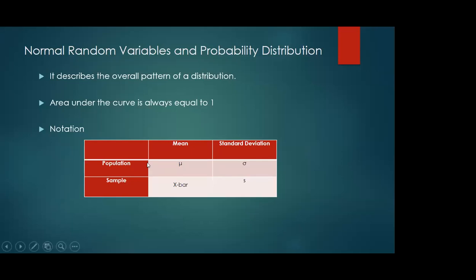All right, so if we're dealing with a population, the mean is represented by mu. And if we're dealing with a sample, the mean is represented by x-bar. If we're dealing with a standard deviation, the population is represented by sigma. And if we're dealing with a sample, the standard deviation is represented by S. So you guys need to know the different notation. This is very important.